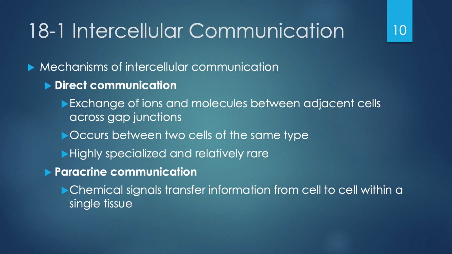Paracrine communication is when we have chemical signals transferring from cell to cell, but within a single tissue. In paracrine communication, it doesn't necessarily need to be two cells of the exact same type, but it is within the same tissue.